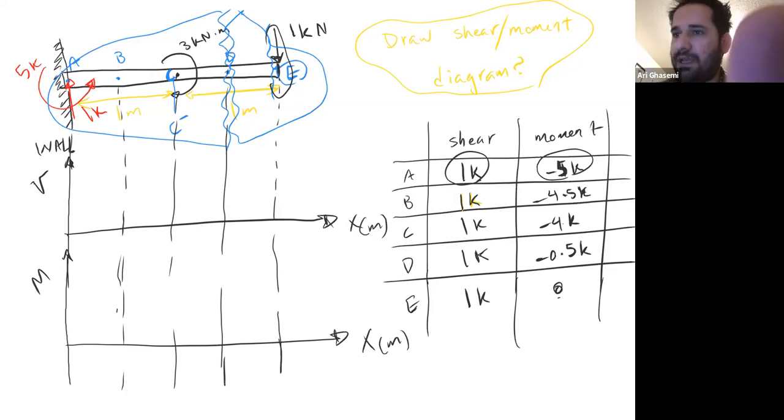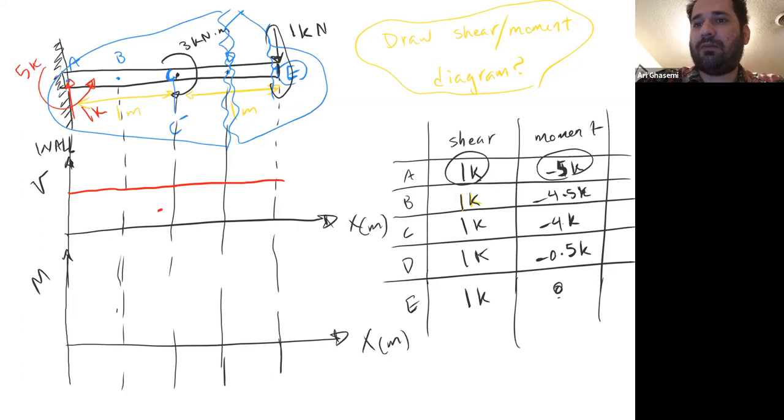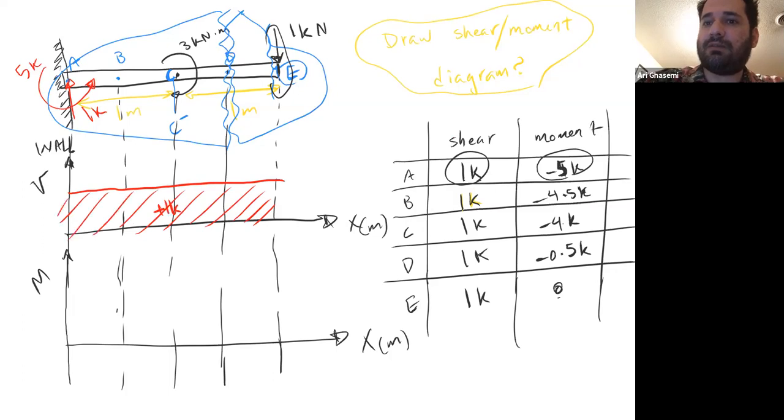So if you go to the table at point A, the shear load is always positive 1K. So you have a constant positive 1K from beginning to the end. That's your shear diagram.